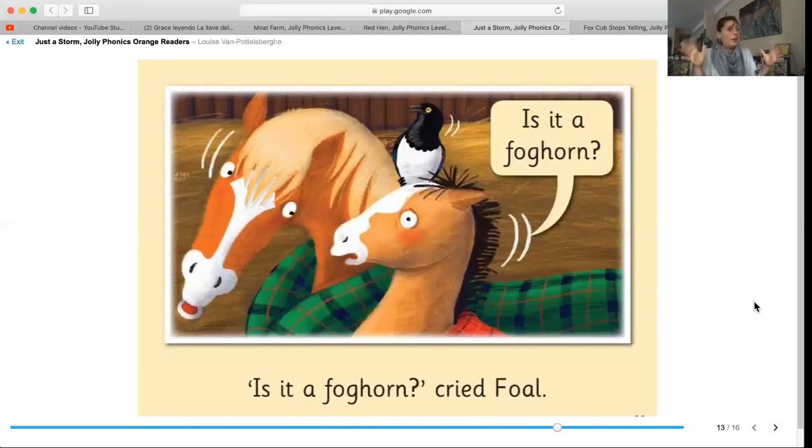Is it a foghorn, they say. Is it a foghorn, cried Foal. Can you read that? Where does it say foghorn? Here, very good. Where does it say cried? Go with your finger. Here, very good. Where does it say foal? Finger. Very good here. So now they are afraid. They are startled because they heard this A-E-I-O. They don't know. Ha ha, it's their time to be afraid.